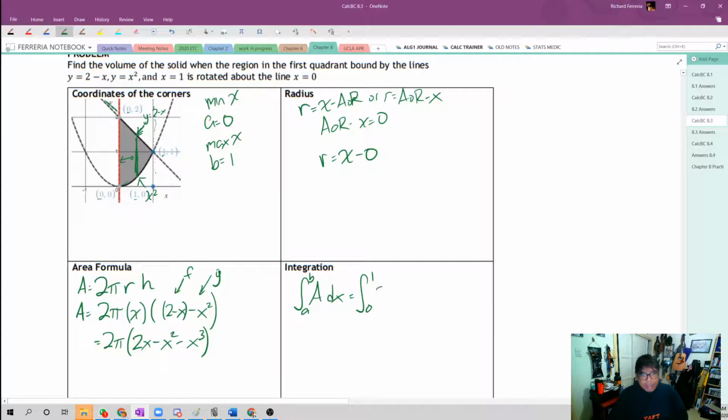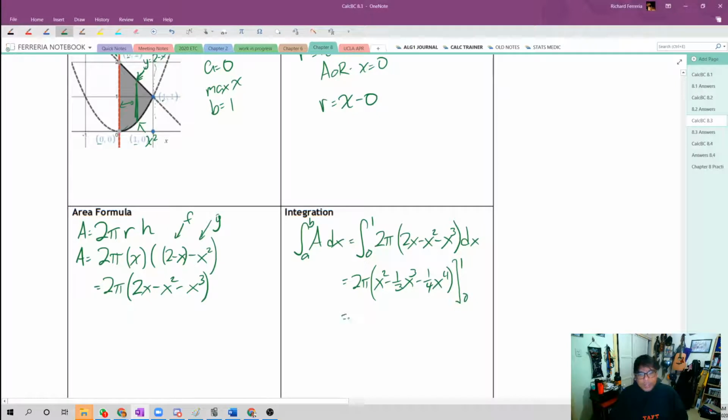And then let's put that here. 2 pi times 2x minus x squared minus x cubed dx. Okay, antiderivatives here are not that big a deal. So the antiderivative of 2x is x squared minus 1/3 x cubed minus 1/4 x to the 4th power. We're going from 0 to 1. We'll do some substitution.